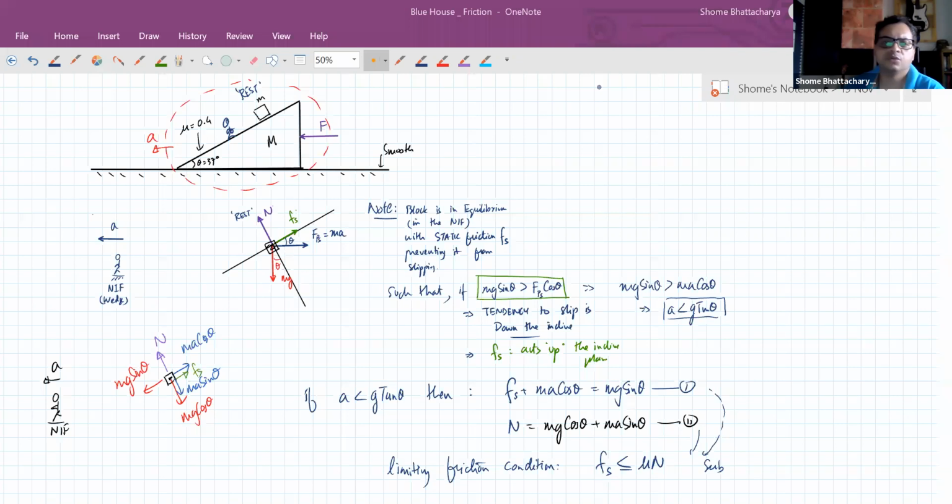Yeah, Durgesh, by range, what we mean is not only up to what maximum value, but starting from what value. There will also be a minimum value, no? If a is less than a certain minimum value, the block will tend to slide down the incline because there won't be enough friction to prevent mg sine theta from making it slide down the incline.